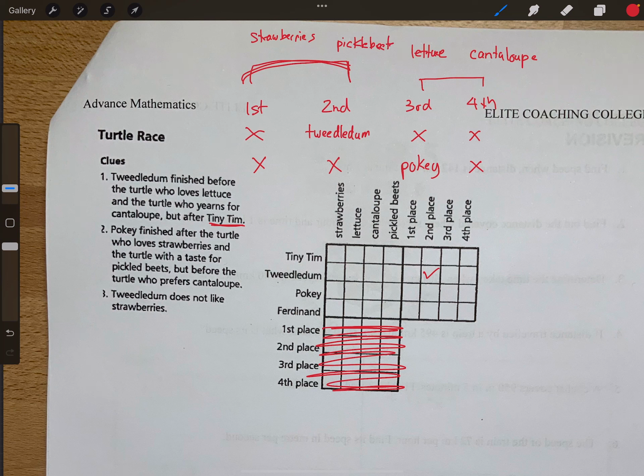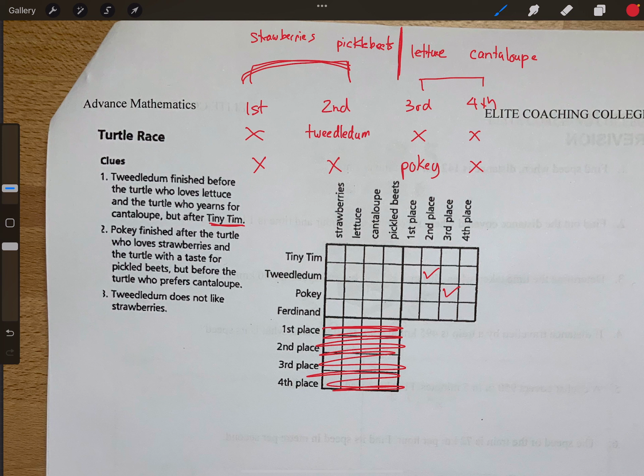We just know that maybe the turtle in the first place likes strawberries, or maybe the turtle in first likes pickled beets. We don't know. We just have to work things out. Now it says, but before the turtle who prefers cantaloupes. So let me just put Pokey in 3rd place, put a tick there. And we know that Pokey, well, hold on. But before that, so the turtle that loves the cantaloupe is the last one. So whoever's last loves the cantaloupes.